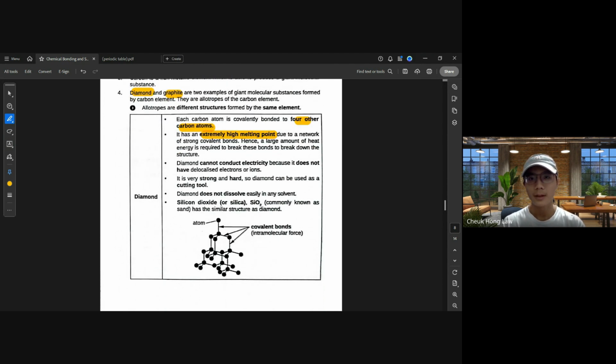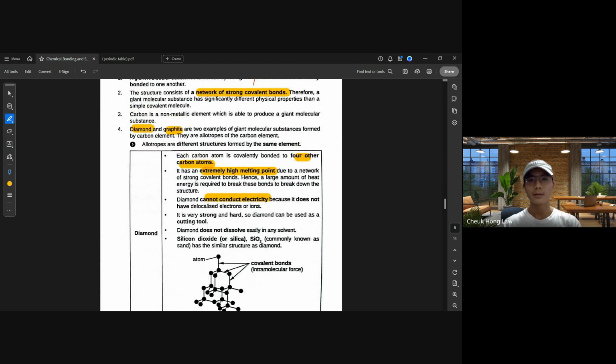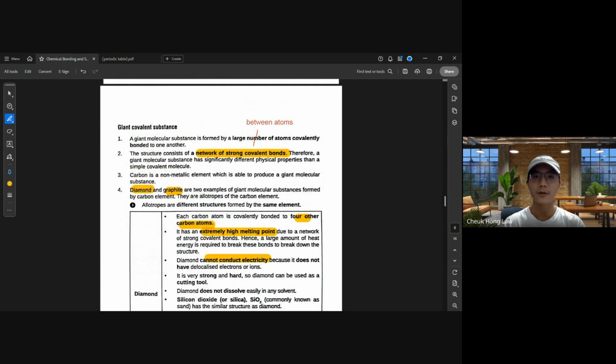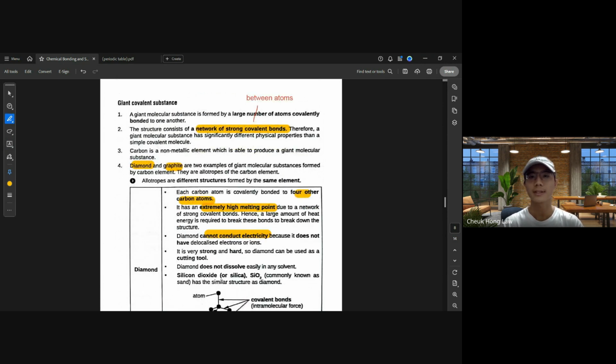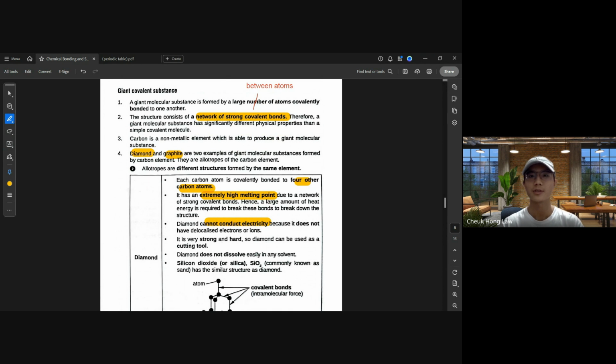Okay. Diamond cannot conduct electricity. Okay, this is the second property. Diamond cannot conduct electricity because it does not have delocalized electrons or ions. Again, to conduct electricity, you need to have either free ions to move or free electrons to move. So just now, I mentioned that for covalent substances, there are no ions because there's no gain or loss of electrons. So no ions are formed. Okay, and it doesn't have delocalized electrons.